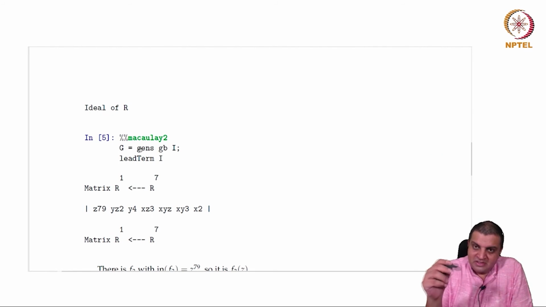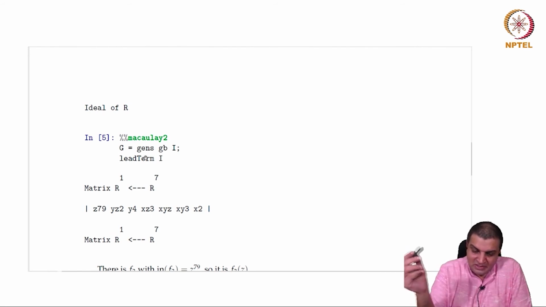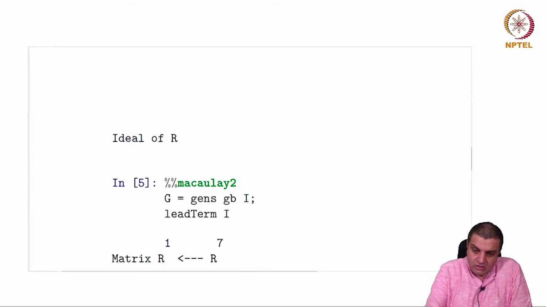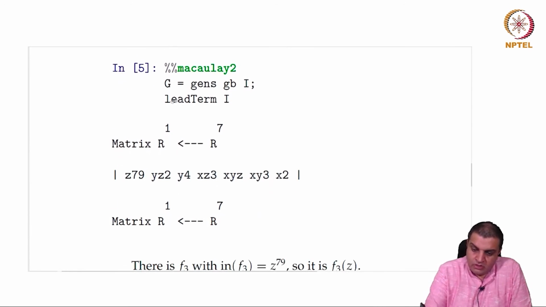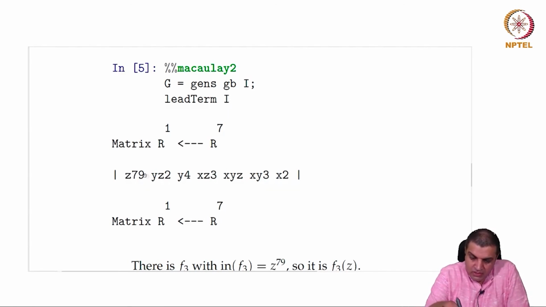We have seen a similar example, but in much higher degree, with many more elements in the Gröbner basis. We compute the Gröbner basis of I, and then we ask for the leading terms. So it gives this output, which is just the initial ideal. Already we see that there are 7 terms inside here, and there's one of degree 79.